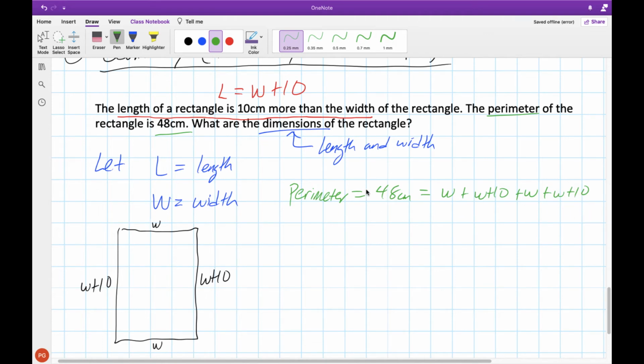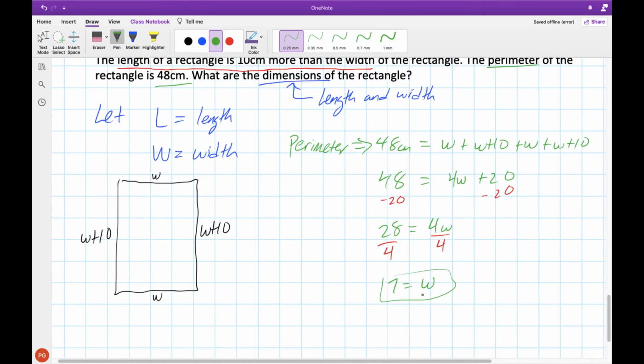And once we're here, now we can solve this equation. Let's gather up our like terms. We've got 4 copies of W and 2 copies of 10, which gives us 20. Let's subtract 20 from both sides of this equation. Now we can divide both sides of our equation by 4, and we've just solved for the width.